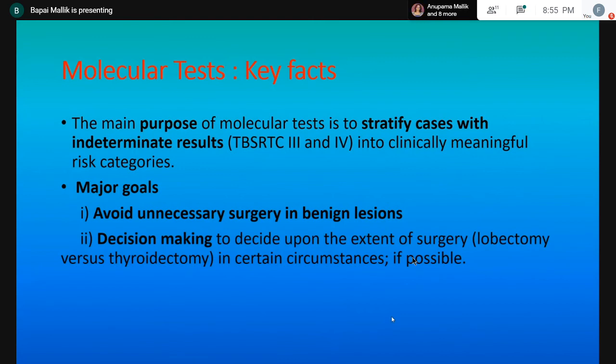What is the main purpose of molecular tests? The main purpose of molecular tests is to stratify cases with indeterminate results. So that's where they come into play. That is the ones which you call TBSRTC 3 and 4, into clinically meaningful categories. So what is the goal? The goal is to avoid unnecessary surgery. So you have TBSRTC 3 and 4 and you want to know which are the ones where you can just tell the patient, okay, hang on, you don't need to remove this and don't have to go under surgery. Those are the circumstances where molecular tests come into play. And sometimes it can even help you with decision making as to the extent of the surgery, whether you are going to do a lobectomy or near total thyroidectomy.